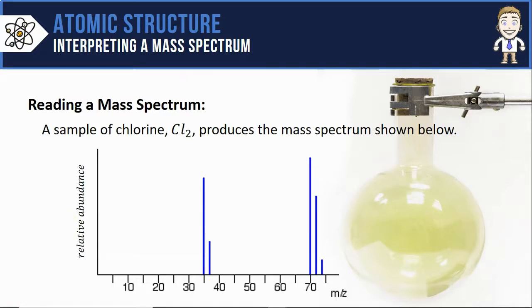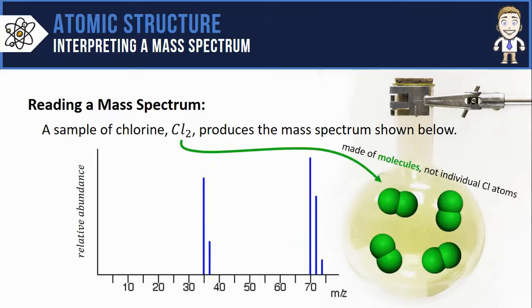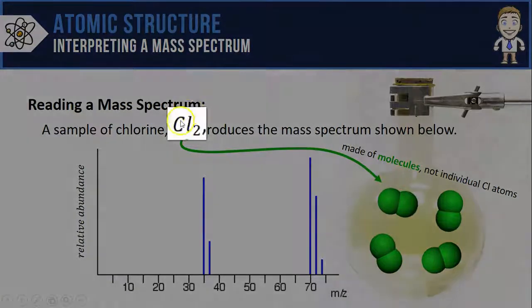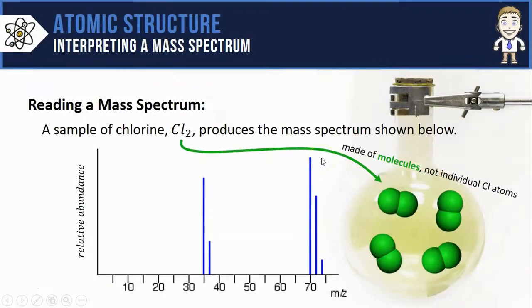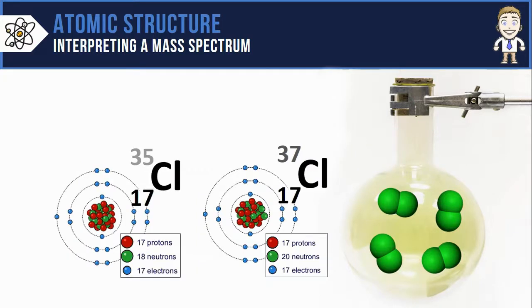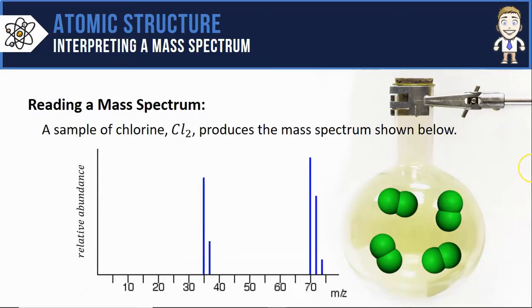Now the first thing to notice here with chlorine is that we're not actually testing chlorine atoms, because chlorine is a diatomic element, which means it comes in the form of Cl2. So the masses that my mass spectrometer is testing and analyzing aren't the masses of individual chlorine atoms, those are the masses of Cl2 molecules. The next thing we need to know is the type of chlorine isotopes that exist. Luckily for chlorine, it only comes in 2 common isotopic forms, chlorine with a mass of 35 and chlorine with a mass of 37.